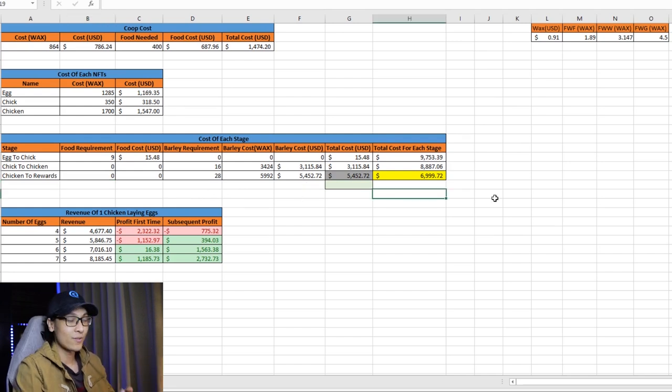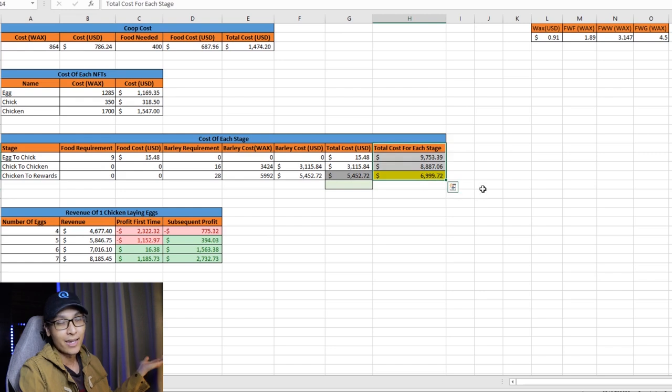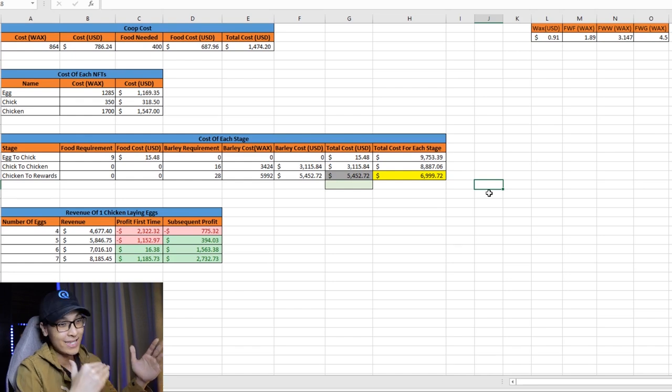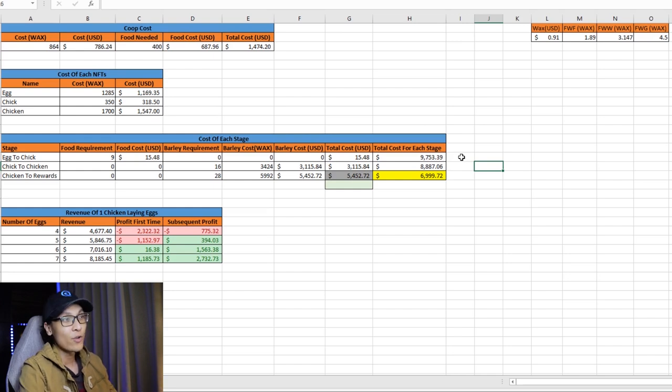Now, you know the total cost from each stage to the next stage, but you will find it more confusing when I show you guys this table right over here. This table mentions the total cost for each stage. So let's say for example you want to grow your egg to the chicken and reap the reward, you will need a total of 9.7k, or I can say roughly about 10k, and that is if you start from the egg itself. And if you are planning to start from chick, the total cost is about 8.8k, or closer to 9k.